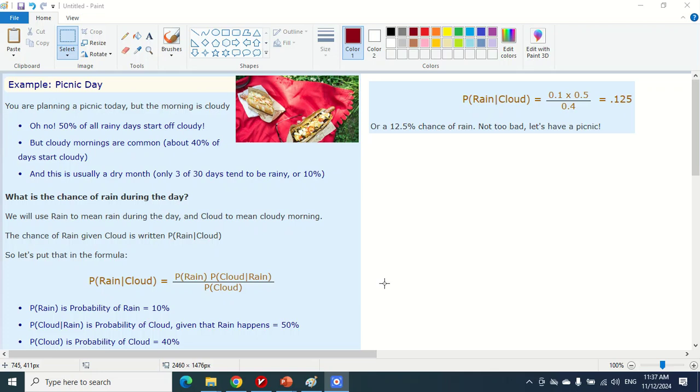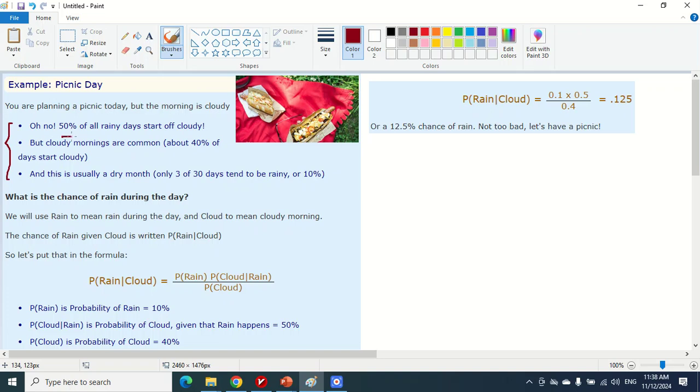So we are looking at another example that is given on the Math is Fun website. It's an example of a picnic day. It's a nice example to understand how we can interpret the happenings of daily routines to calculate some complicated things. So we are planning to have a picnic today, but the morning is cloudy. So we have three routine facts over here.